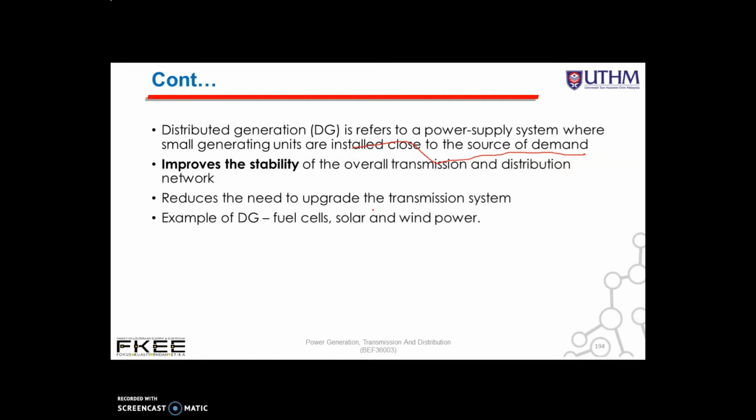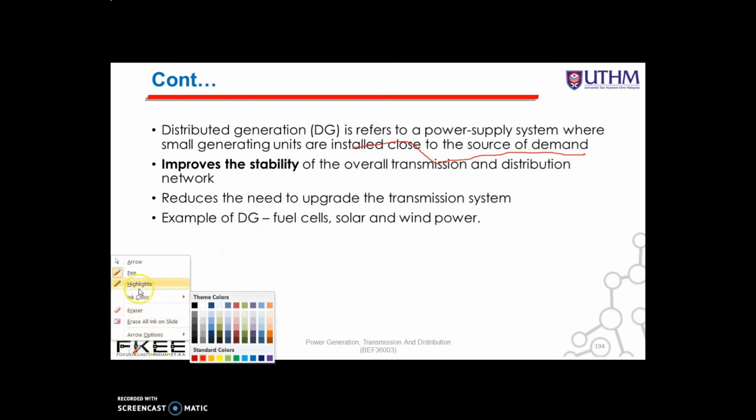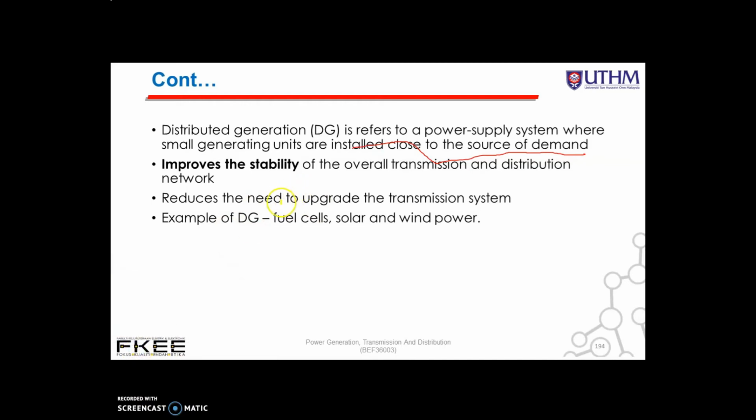These DGs can improve the stability of the overall transmission and distribution network. It also reduces the need to upgrade the transmission system, as the power supply system is located near to the source of demand. Examples of DGs are fuel cells, solar and wind power.